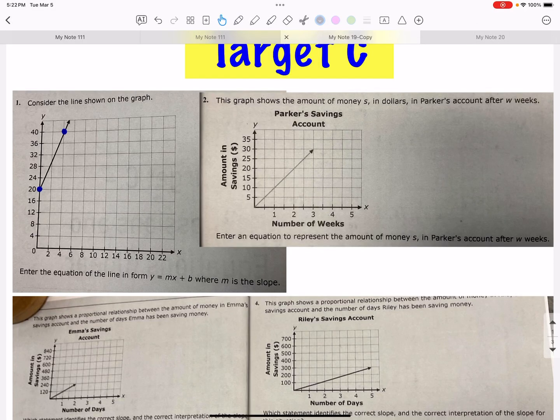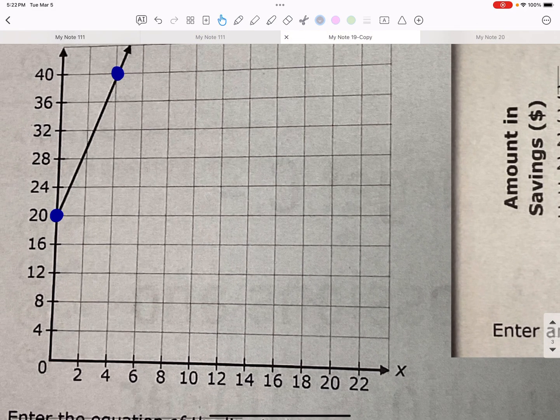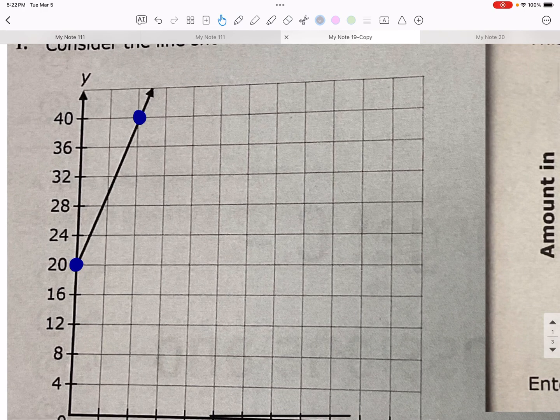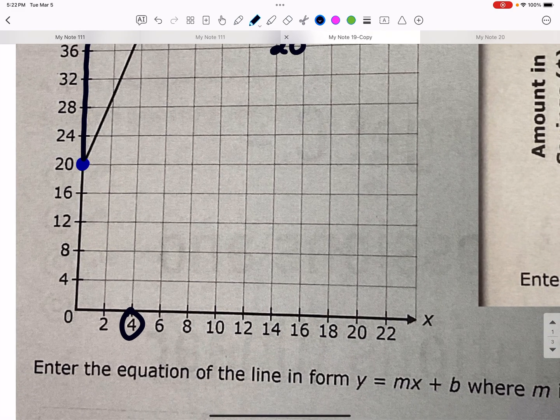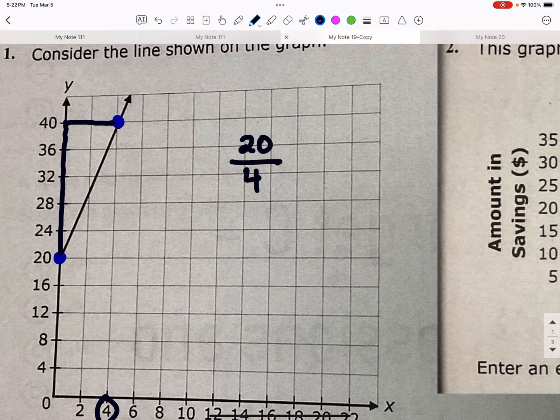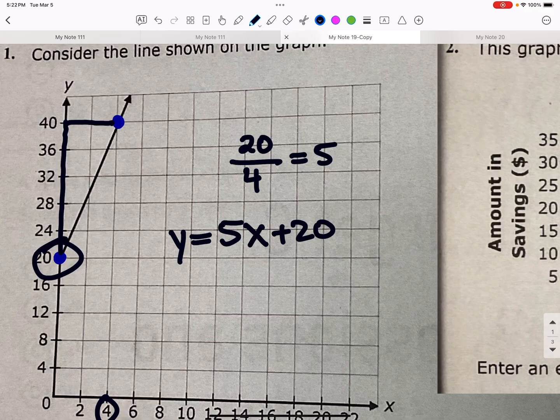All right, guys, target C and target D. Here we go. We're going to say that it hits this second spot, even though it kind of doesn't look like it. Then we say, how much does it go up? It looks like it goes up from 20 to 40, so it goes up 20. And then it goes over 2 boxes, but how much are 2 boxes worth? It's worth 4, up 20 over 4. 20 divided by 4 is 5. So we have y equals 5x. There's the slope, and it starts at 20, so plus 20.